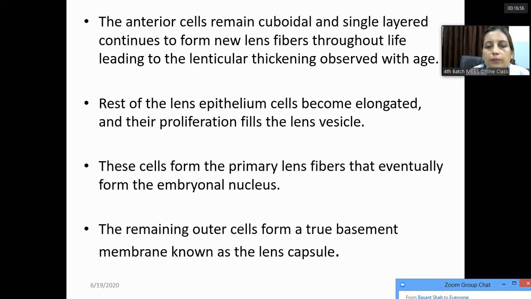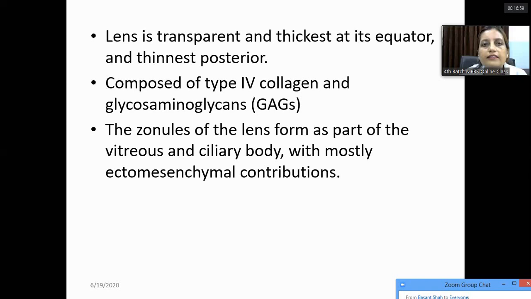This development of the lens is very important. It is transparent, thickest at its equator and thinnest at the posterior pole. This has clinical significance: during cataract surgery we have to be more careful because the posterior pole is the thinnest. It is composed of type collagens and glycosaminoglycans, and the zonule of the lens forms as part of the vitreous and ciliary body, with mostly ectomesenchymal contributions.